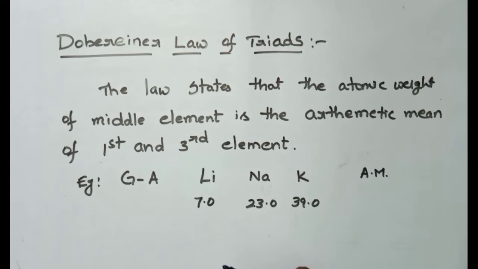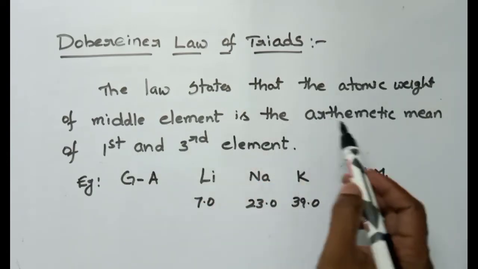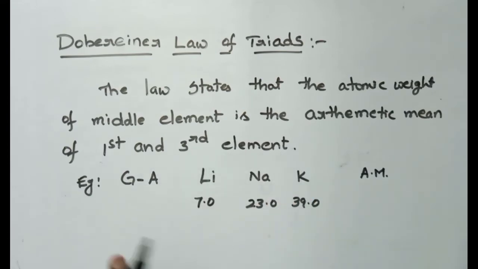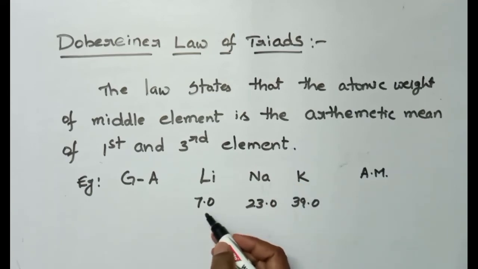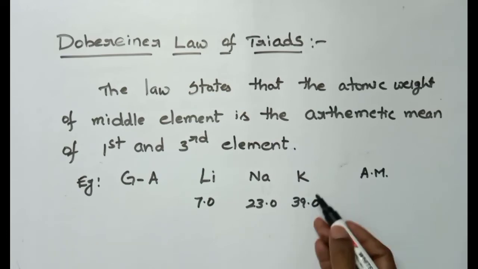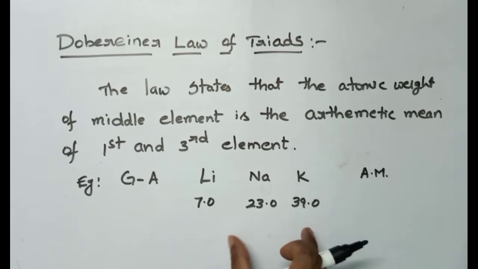Okay, let us see Dobereiner's Law of Triads. The law states that the atomic weight of the middle element is the arithmetic mean of the first and third elements. Let us take a small example here. I am taking the first group. In his first group, he kept 3 elements. What are those? Lithium, sodium and potassium. Here, the atomic weight of lithium is 7, the atomic weight of sodium is 23 and potassium is 39.0. Let us find the relation between these 3 elements right now.